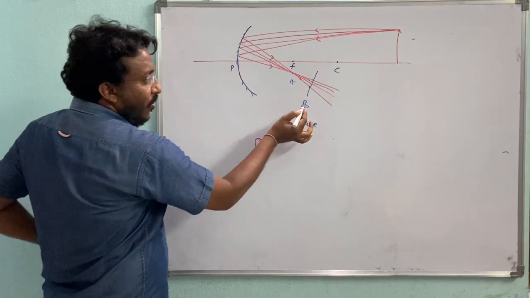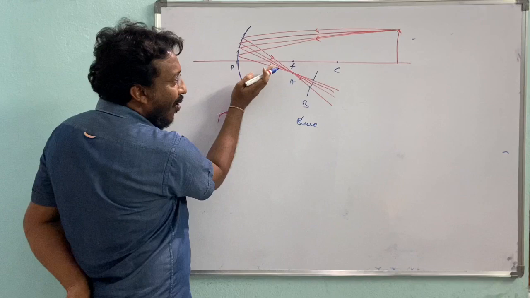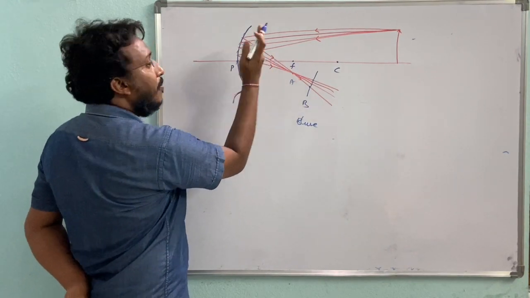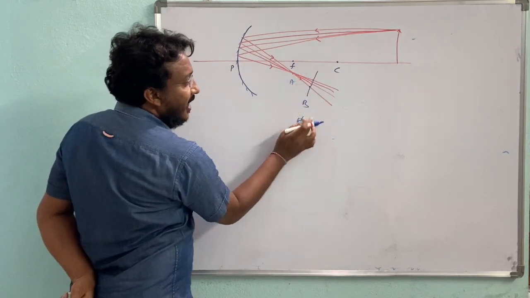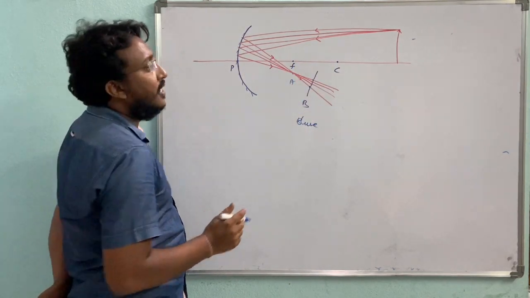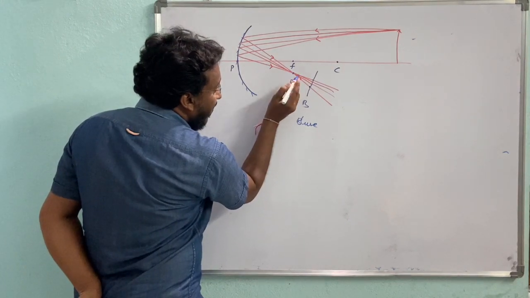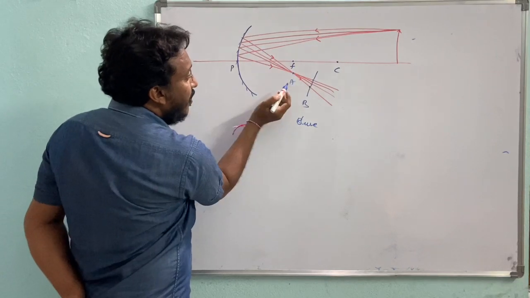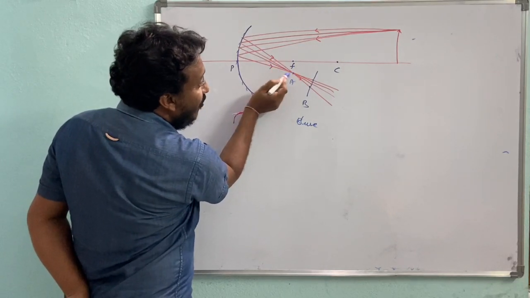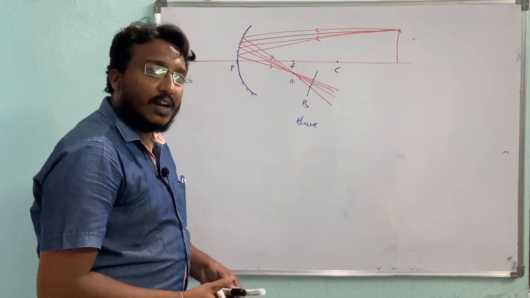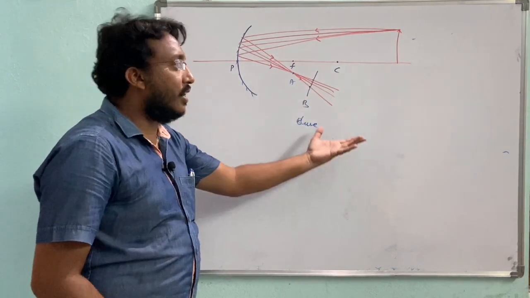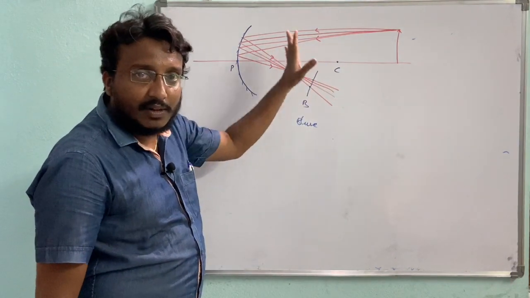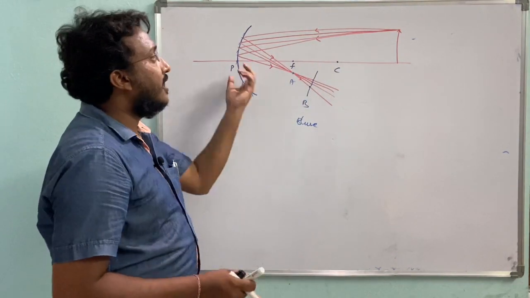right? If we arrange the screen before or behind the point A, it gives a blur image. If you arrange the screen at point A, we get a sharp image. Why? Because all reflected rays are converging. Here, due to overlapping of the images, it gives a blur image. Finally it gives a blur image. Get it?